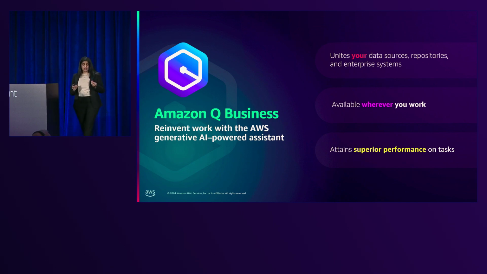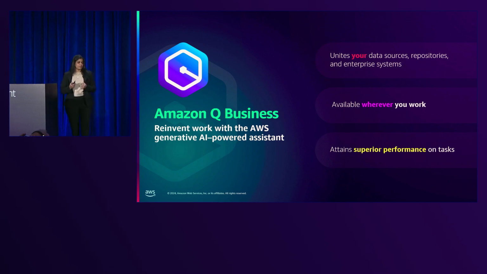Amazon Q Business is built with security and privacy at the heart of it. This makes it much, much easier for customers to adopt generative AI safely. Amazon Q Business maintains access control to all your data. So if a user doesn't have access, they will not have access to it even inside of Q Business. So how do we do all of this, right?